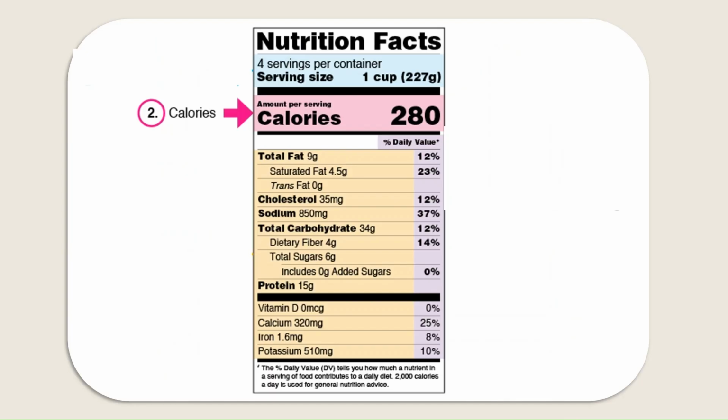The next item on the label is calories. In this example, there are 280 calories in 1 serving, which is 1 cup. If you consume the entire package, you would have eaten 4 servings, or 1,120 calories, which is 280 calories times 4. Remember, the amount you consume determines the number of calories you actually eat.